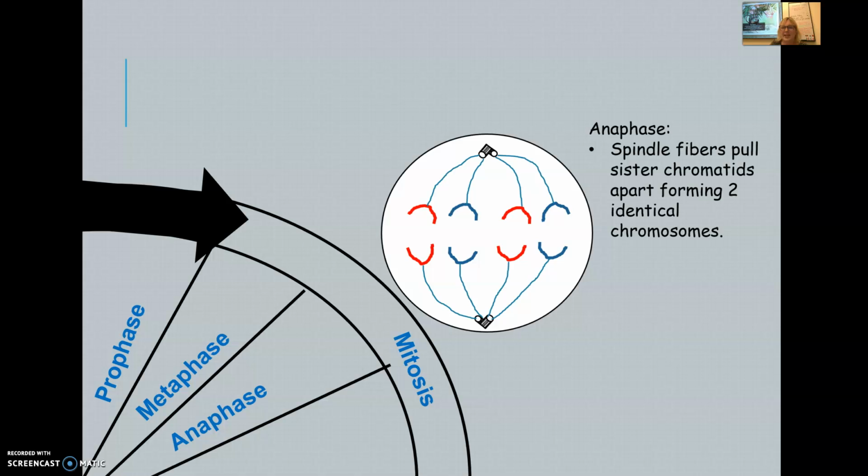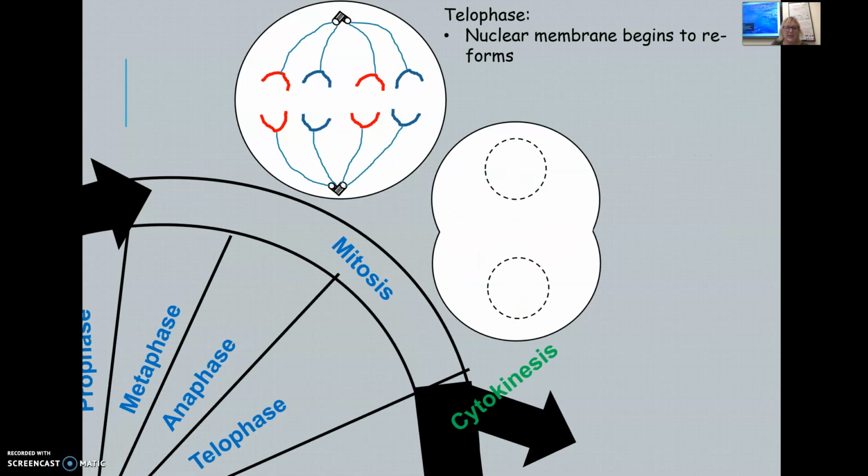All right, so the next phase, let's review them. What are they? Prophase, Metaphase, Anaphase. The last phase of mitosis is called Telophase. I'll add that to our cycle here. You can see telophase on there.